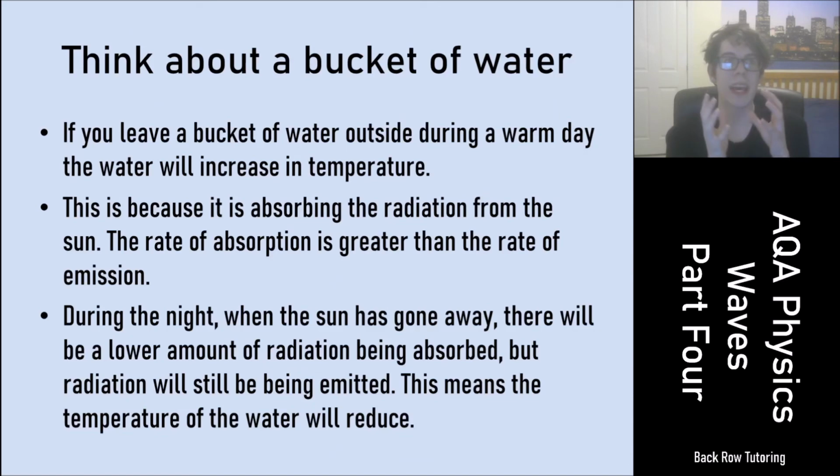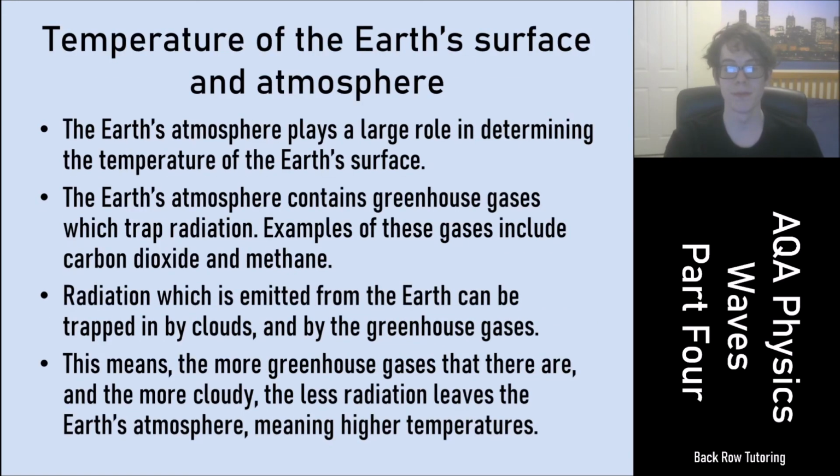I want you to think about a bucket of water and how this is somewhat similar to the Earth. If you leave a bucket of water outside during a warm day, the water will increase in temperature. And this is because it is absorbing the radiation from the sun. The rate of absorption is greater than the rate of emission. During the night, when the sun has gone away, there will be a lower amount of radiation being absorbed, but radiation will still be being emitted. This means the temperature of the water will reduce.